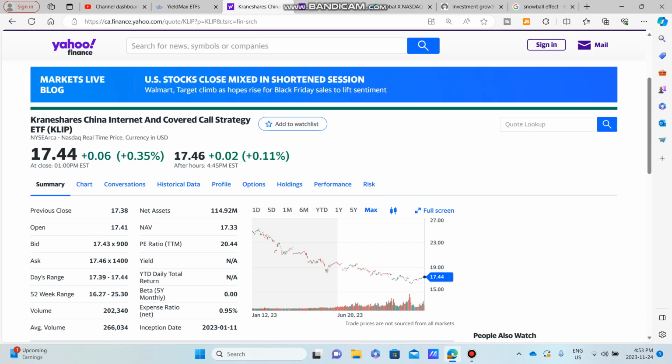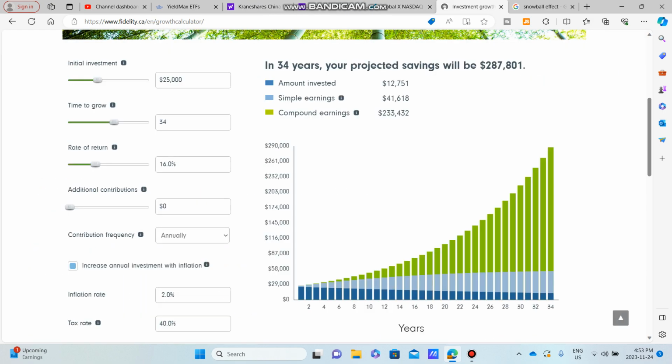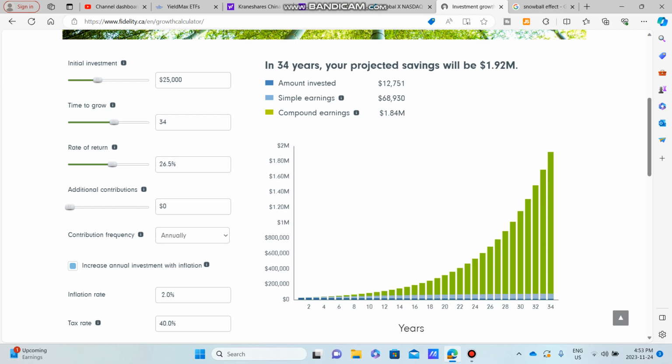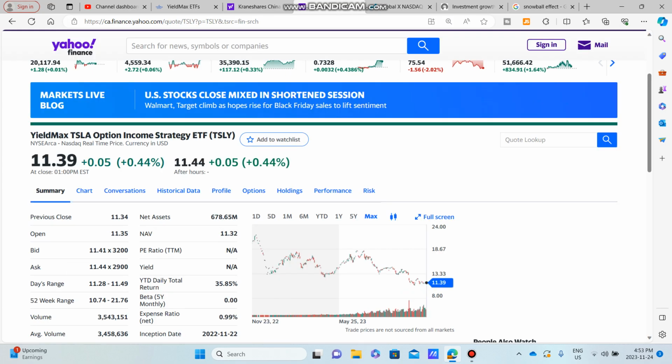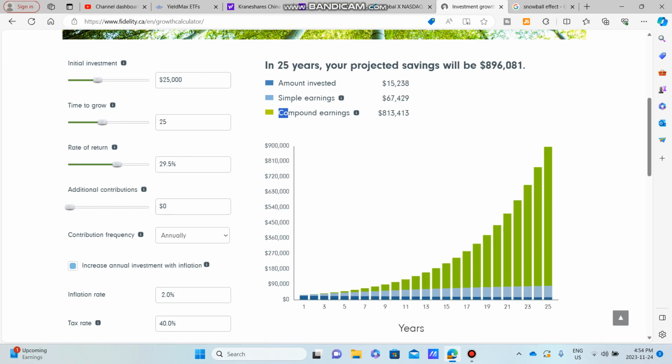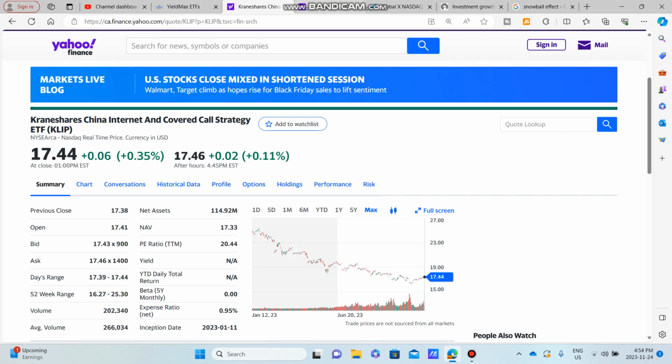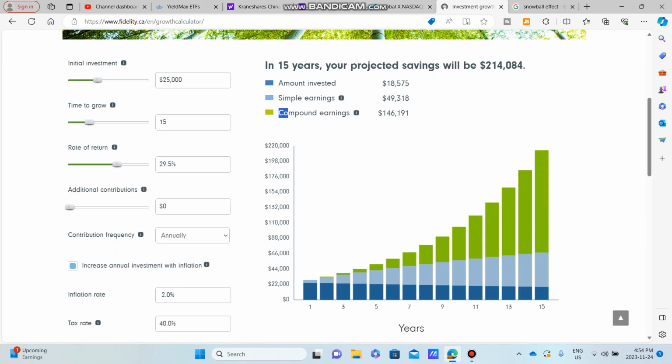Now, why does this relate to KLIP and TSLY? The reason being is that KLIP and TSLY have massive returns. So I'm showing you that over time, the higher the return, the bigger your compounding earnings are going to be. And that's why you want to reinvest your dividends. Now, with all that being said, if we could combine these both, I'm not sure how KLIP or TSLY is going to perform in the long term.